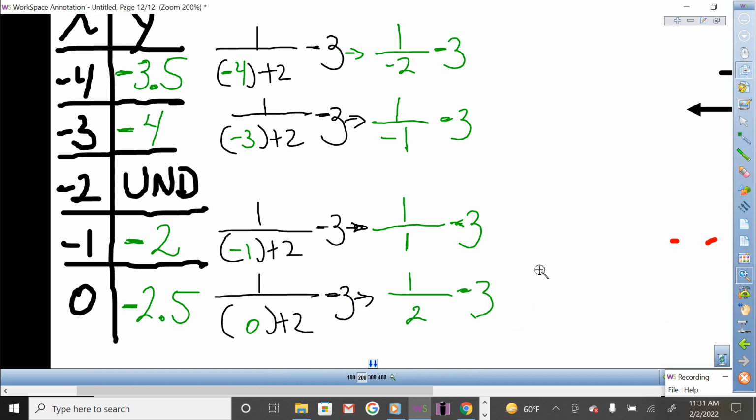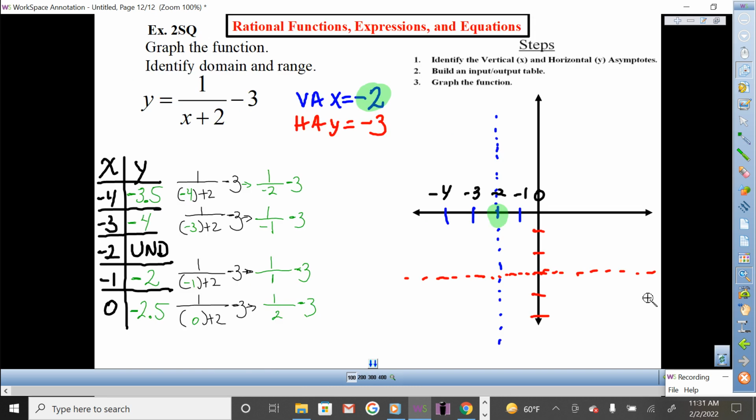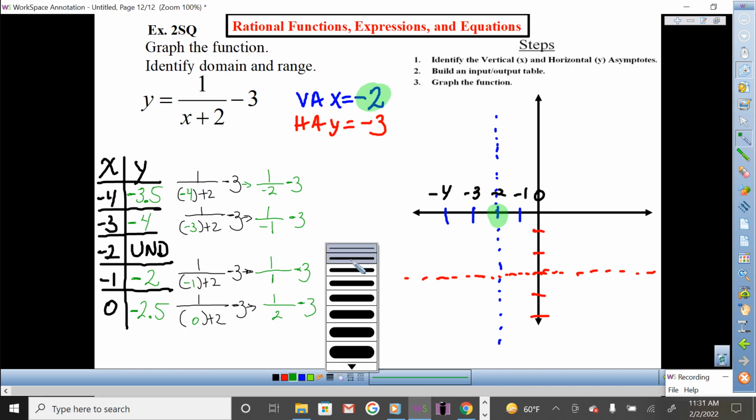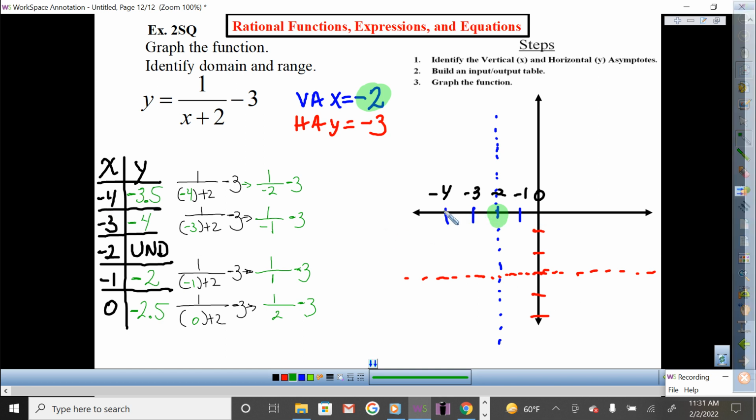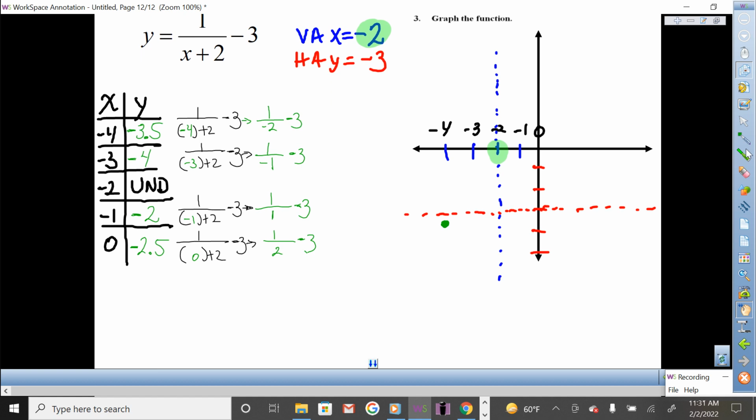All right, let me zoom out so we can graph that. All right, there we go. Negative 4, negative 3.5, a little bit further down. There it is. Next, negative 3, negative 4. Negative 3, negative 1, 2, 3, 4.